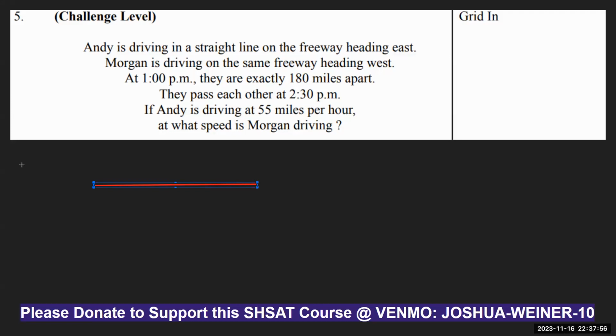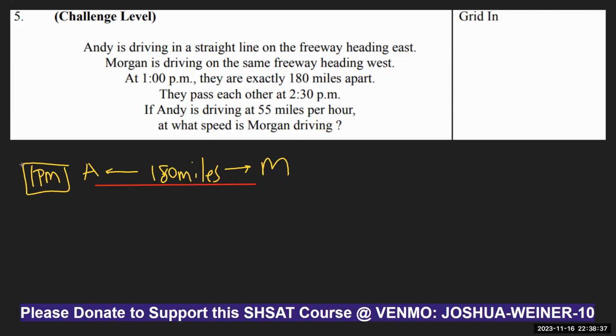All right, this is a little complicated looking. We'll do A for Andy, and M for Morgan. And they start 180 miles apart. Okay, that's the distance between Andy and Morgan at 1 p.m. Let's see, they're going to pass each other at 2:30.